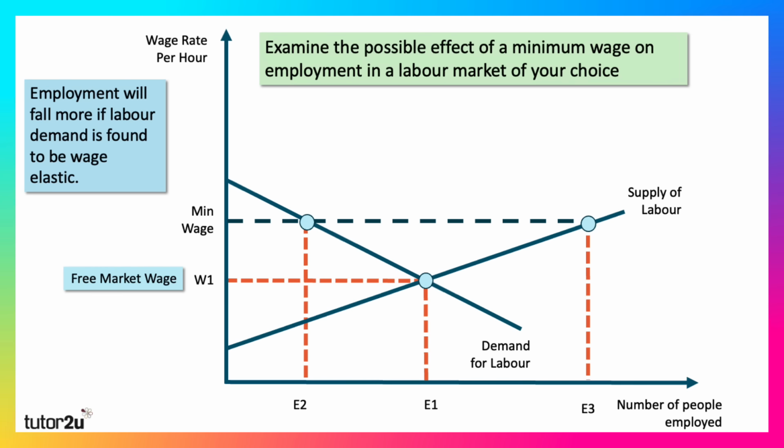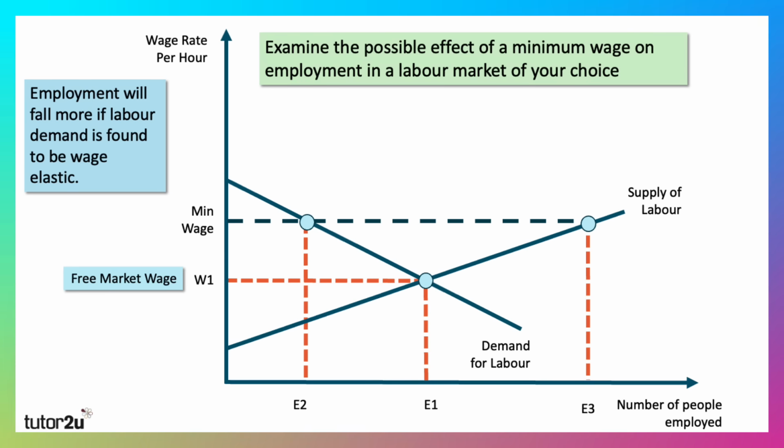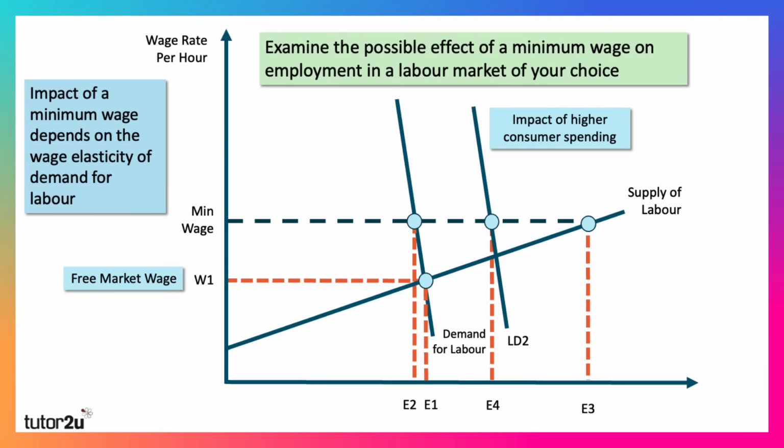Now, this is a perfectly fine diagram showing the impact of a minimum wage, but changing the elasticity of demand can change the analysis. The impact of a minimum wage does depend on the wage elasticity of demand for labour. And in this situation, if labour demand is wage inelastic, let's compare the previous diagram with this one, then the impact on employment is much smaller, significantly smaller. So changing the elasticity can change your analysis and also change your evaluation. And develop the diagram further.